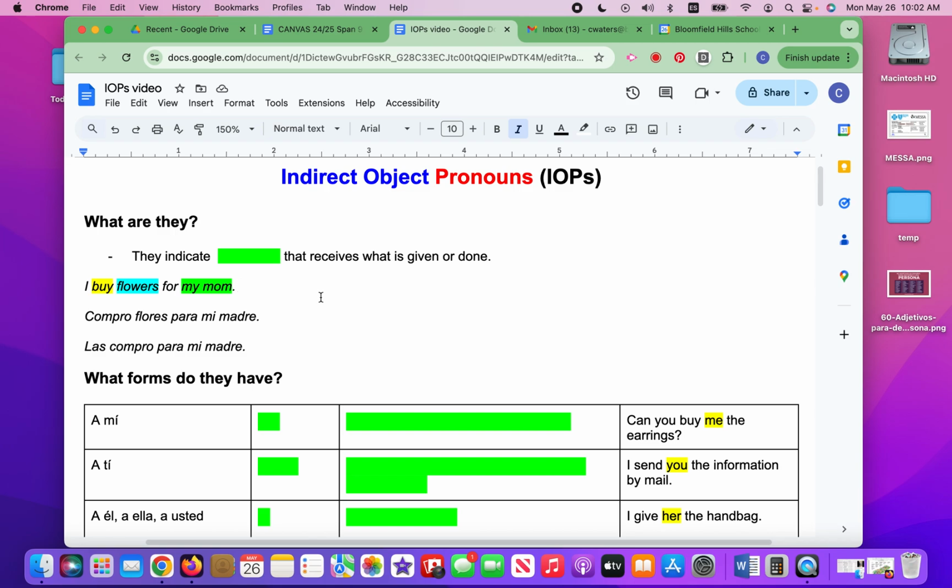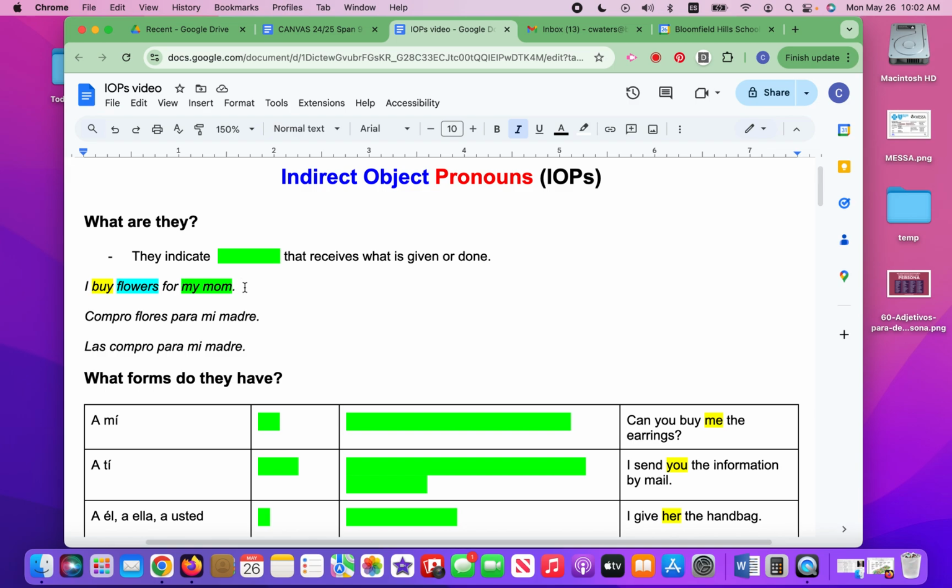You already know that. We already talked about direct objects and direct object pronouns. Fantastic. Now we can see the full picture. To find the direct object, ask what? Buy what? Flowers. Direct object. To find the indirect object, ask for whom? Buy flowers. For whom? My mom. My mom is the indirect object.